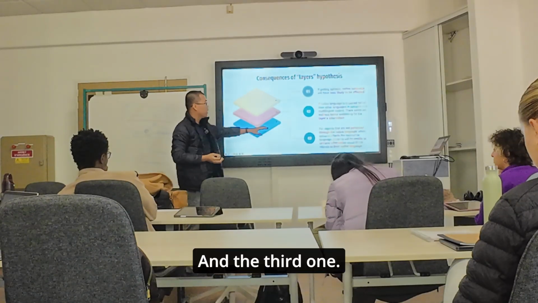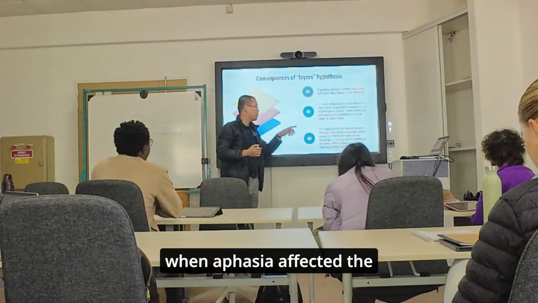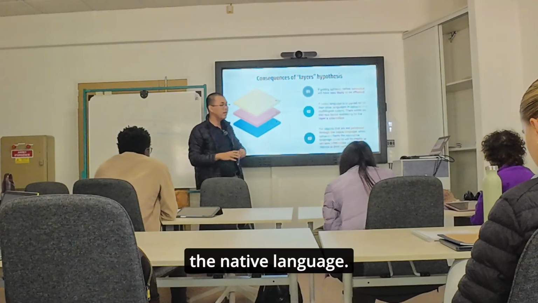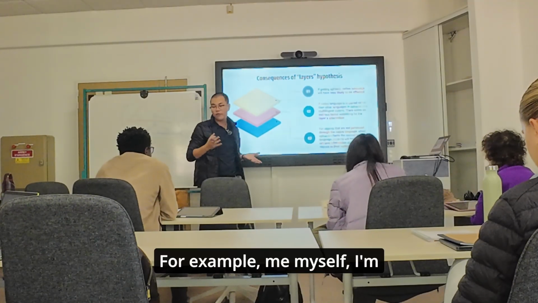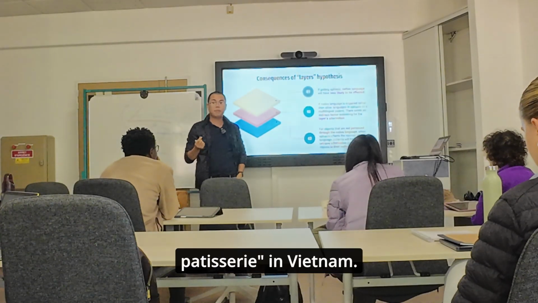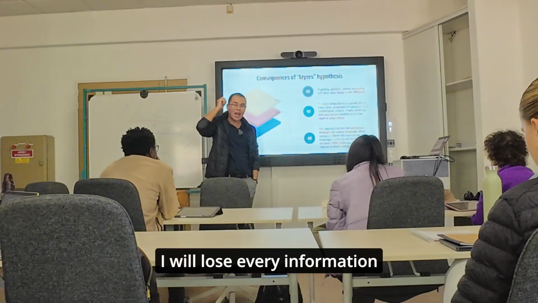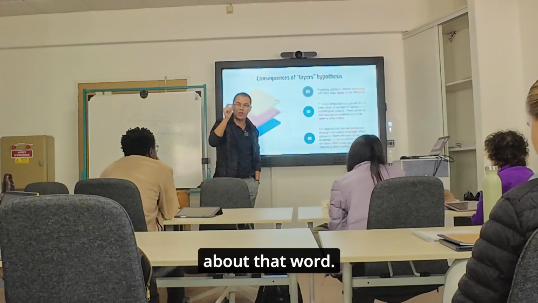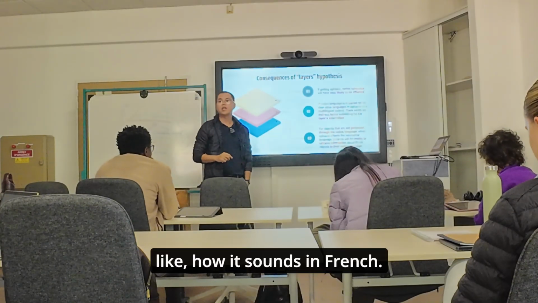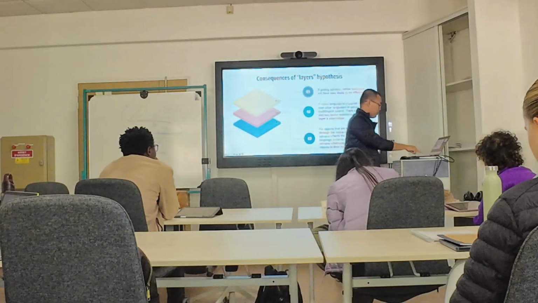Okay? And the third one: for objects that are not perceived through the native language, when aphasia affects the non-native language, the patient will be unable to retrieve information about those objects in the native language. For example, I'm Vietnamese. I don't have le fraisier, la pâtisserie in Vietnam. So if I got aphasia for French, for example, I will lose every piece of information about that word, how it looks like, how it sounds in French, and I will lose all the memory about that. So that's the third consequence.